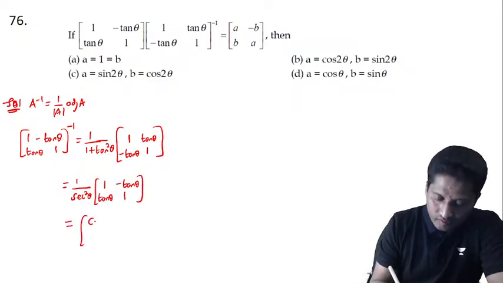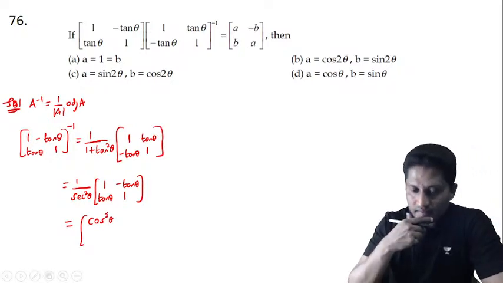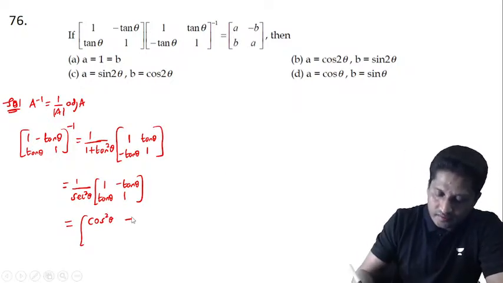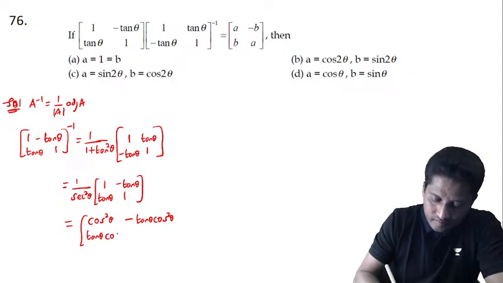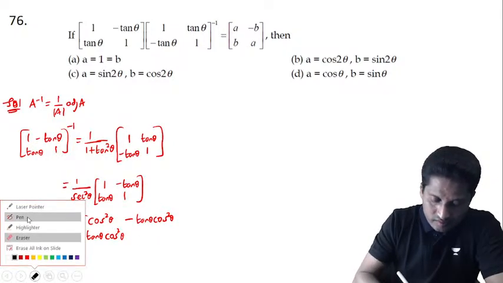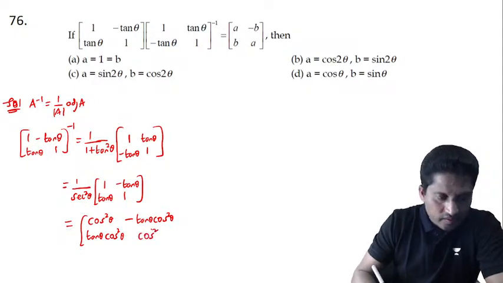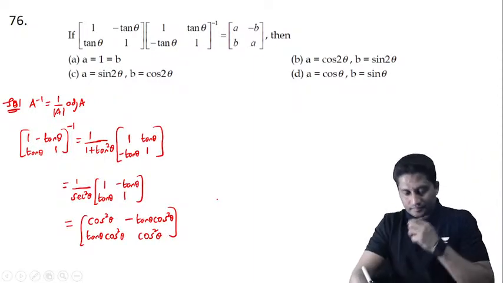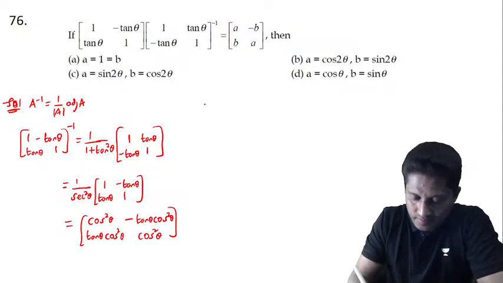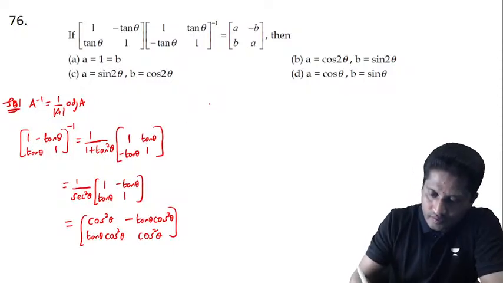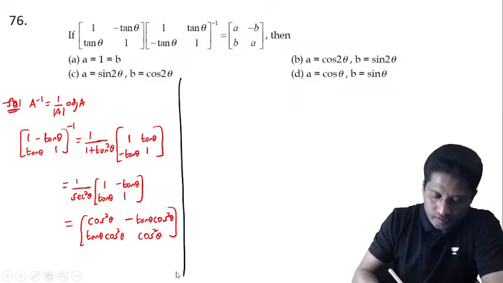Okay, 1 by sec is equal to cos, so this is cos square. Okay, and then minus tan into cos square, and then tan into cos square, and then this is sec square. 1 by sec square is cos. This is cos square theta. Okay, now if I multiply this, it's equal to matrix.